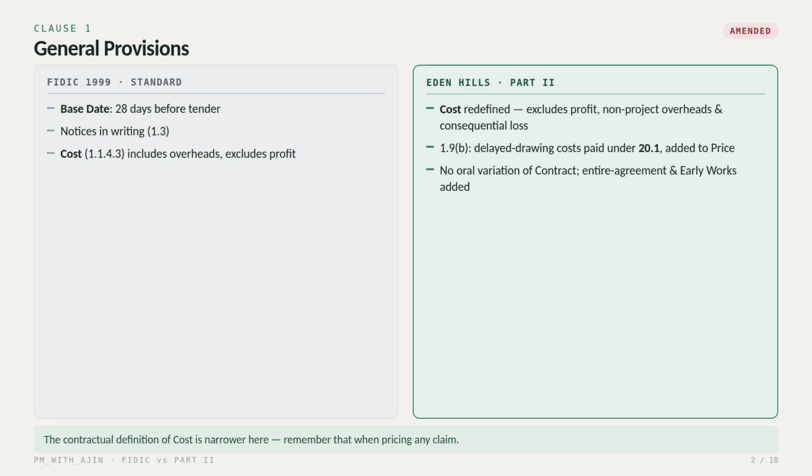Clause 1 General Provisions. Under standard FIDIC the base date is 28 days before the tender, and cost includes overheads but excludes profit. In the Part 2 conditions, the definition of cost is narrowed further. It excludes profit, non-project overheads, and consequential loss. The costs of delayed drawings are recovered under subclause 20.1, and no variation of the contract is valid unless it is in writing. So when you price a claim on this project, remember that cost is defined more tightly than the standard form.